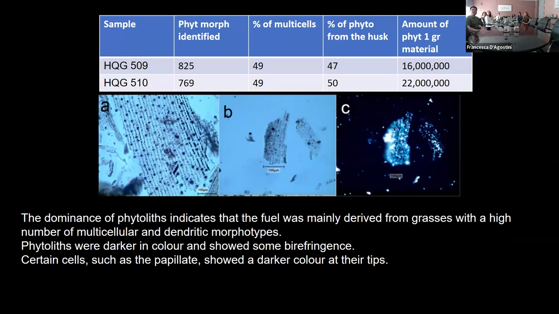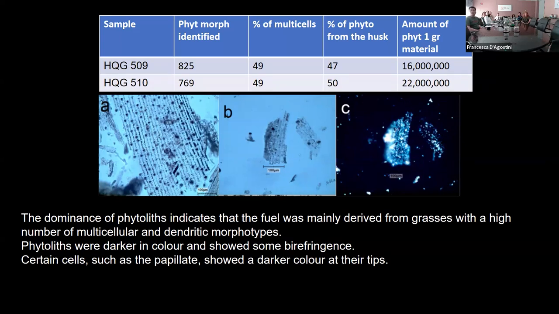So it was just that they had put the plants there and piled them. You can see the pictures, so that's huge. Our work was trying to count them. The dominance of the phytoliths indicates that the fuel was mainly derived from grasses, with a high number of multicells and dendritic. The phytoliths, as you can see, were darker in color and showed some birefringence, which is this. When you look at the microscope with polarized light, you don't normally see the phytoliths, but here you see this birefringence.